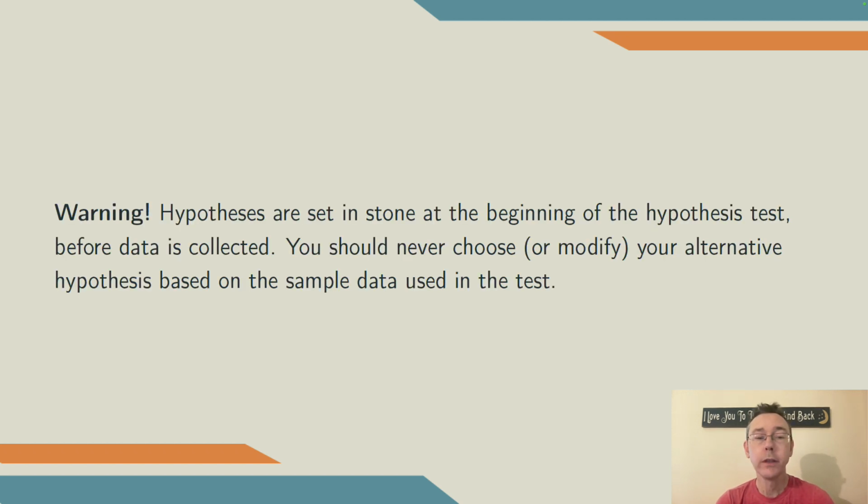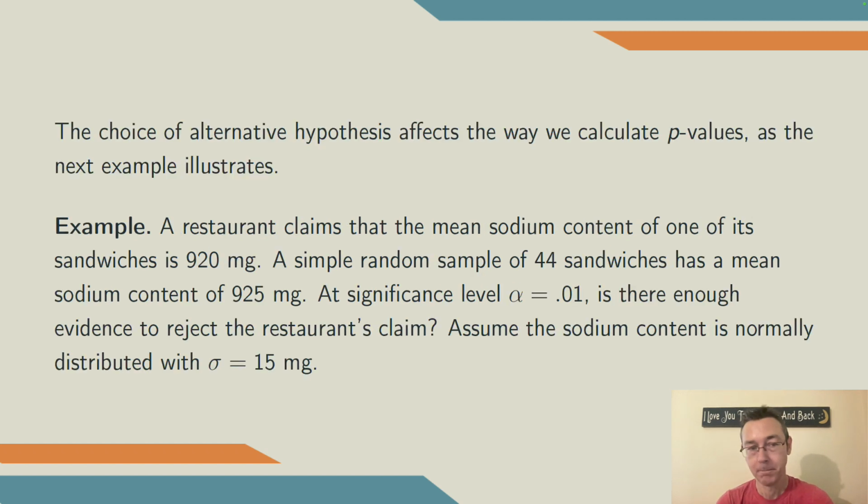Now, one really important warning here is that both your hypotheses are set in stone at the beginning of the process, which typically means you're stating your hypotheses before the data is even collected. You should never, ever choose your hypotheses based on the sample data that you're using in your test. That is an important form of statistical malpractice.